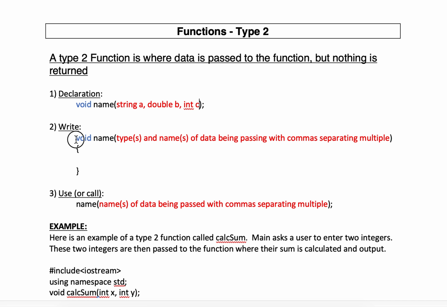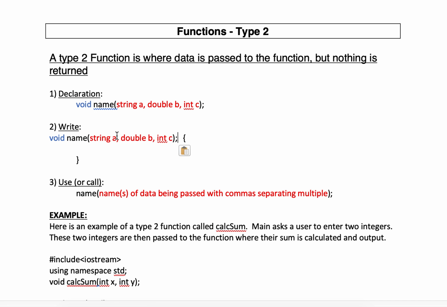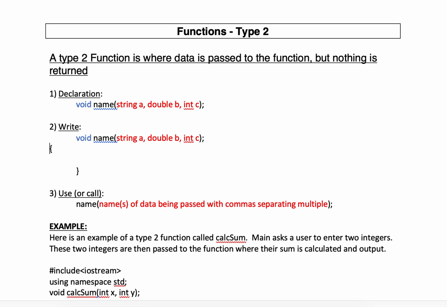Okay, the writing of it, here's the header. Sometimes we call this the definition. Sometimes you'll hear me say definition. That's the same thing as the writing of it. Remember, the definition is the same as the declaration without the semicolon. So if I did have a function like this, the header would be this without the semicolon. There it is.